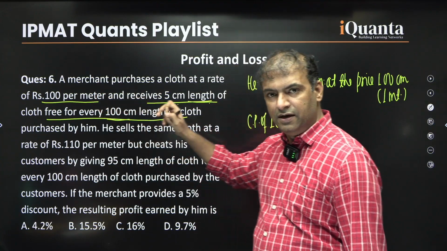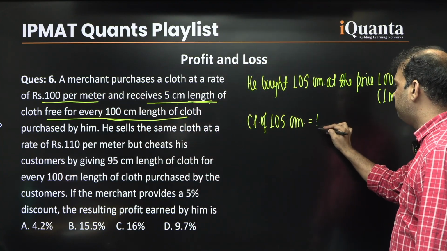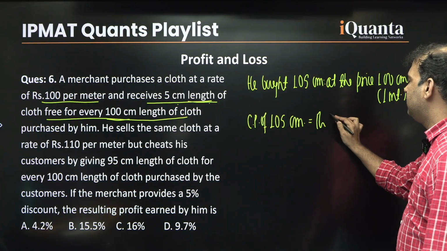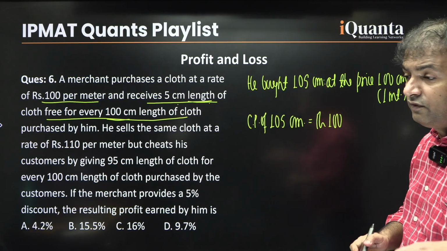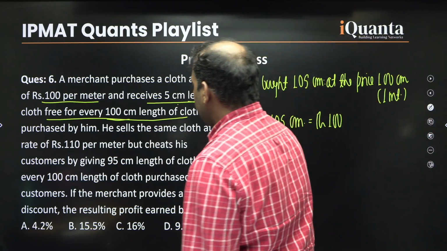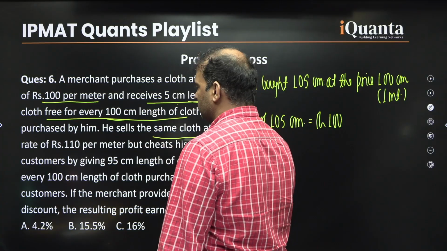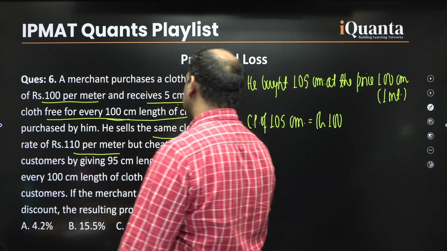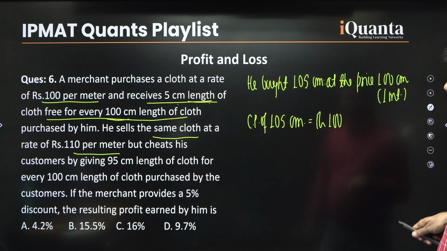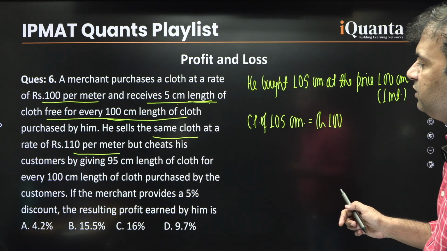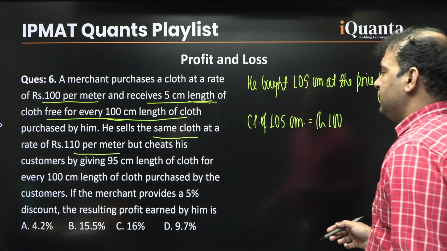Rupees 100. So basically we can say that he bought 105 centimeter at rupees 100. Okay guys, he bought 105 centimeter at rupees 100. This is what we can say, right? Then moving ahead, now he sells the same cloth at rupees 110 per meter, but cheats his customer by giving 95 centimeter. Okay, so guys, how does he cheat?